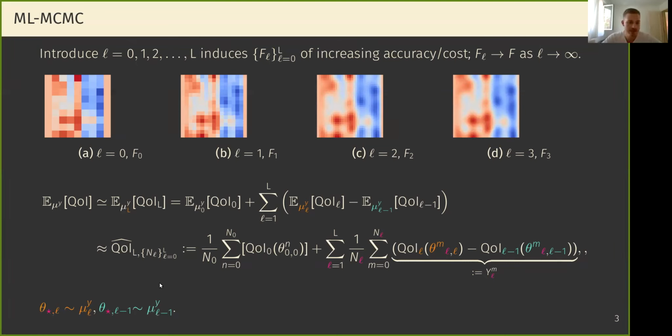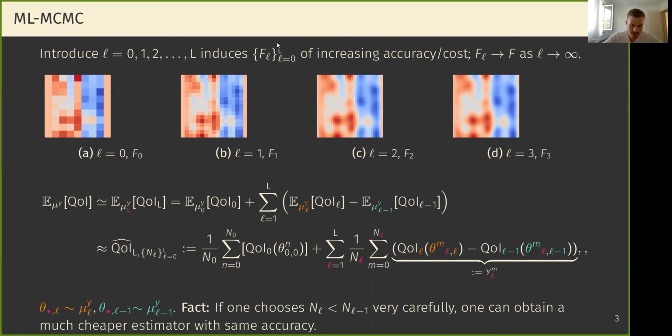And again, to reiterate, it is worth mentioning that this theta L is a sample from this posterior distribution mu y L that gets induced by this discretized forward mapping operator. And this theta L minus one is a sample from this posterior mu y L minus one that gets induced by the other forward mapping operator. And it is a fact of these multi-level methods that if one is very careful on how one chooses the number of samples in such a way that one does less and less work as you go deeper on the levels, one can obtain an estimator with the same accuracy as you would get from a single level estimator, but with a much cheaper cost.